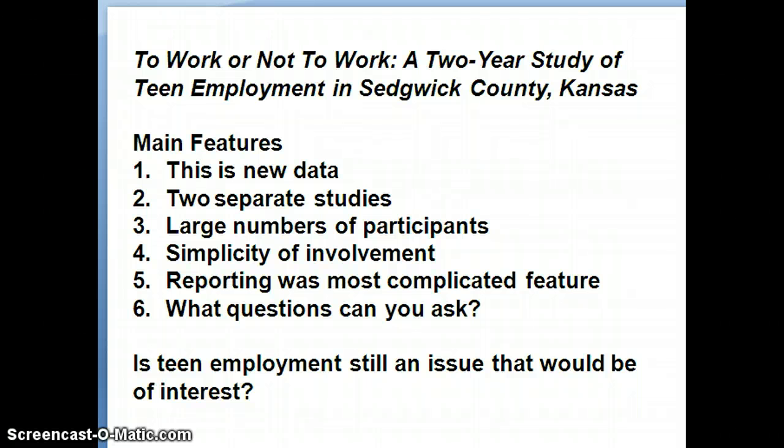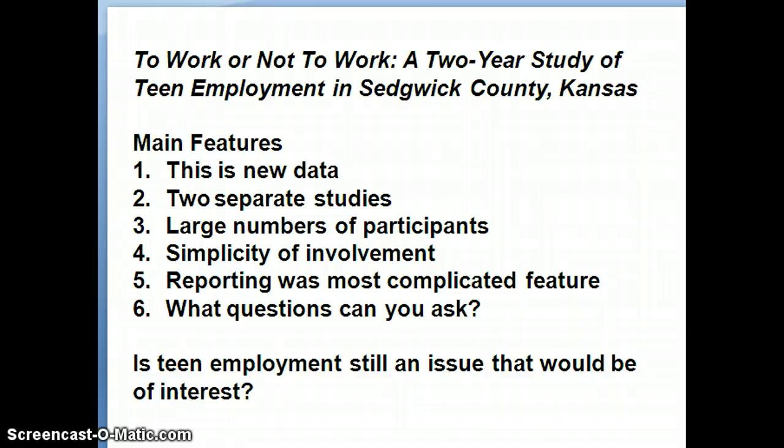Well, I've put down at the bottom, is teen employment still an issue that would be of interest? Remember, this was done when employment was high. We were in a high employment area. Now the employment picture's changed a bit, so has it changed for teens in your community?